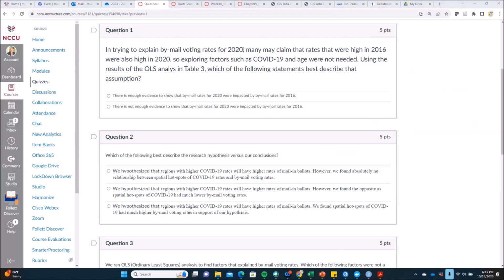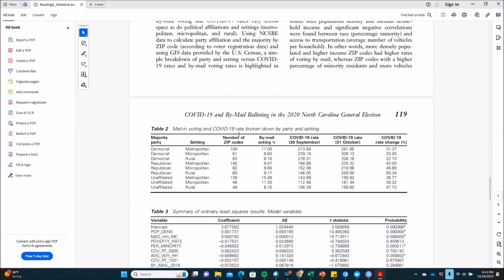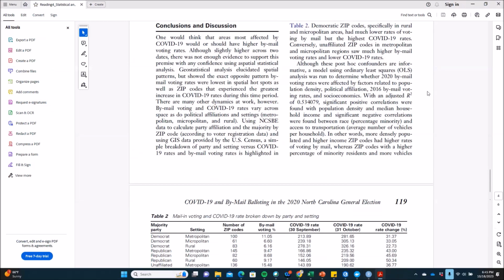So in trying to explain by mail rates for 2020, many may claim that rates that were high in 2016 were also high in 2020. So exploring factors such as COVID-19 and age were not needed. Using the results of the OLS, which of the following statements best describes that assumption? And basically someone said that. And so what I did right here was I ran that. I swear I ran it. Aha.